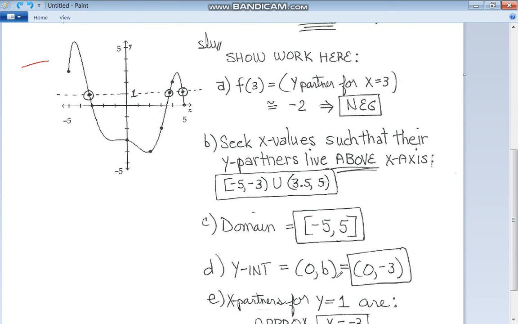It's a point where the graph touches or crosses the y-axis, and that occurs here. And that is the ordered pair 0 for the x coordinate and -3 for the y coordinate.